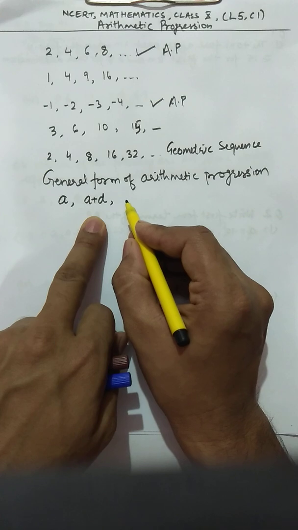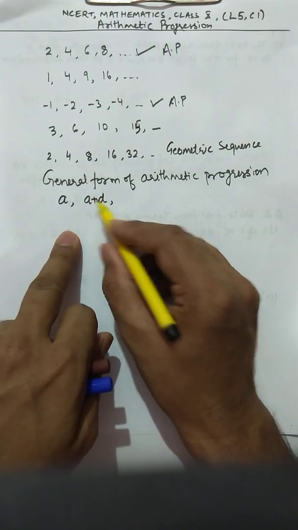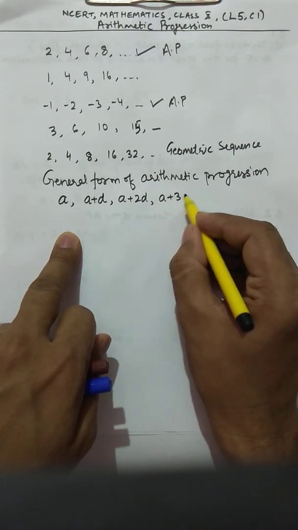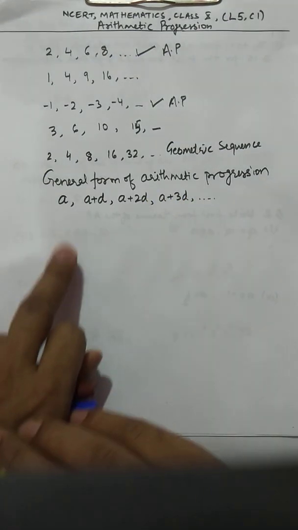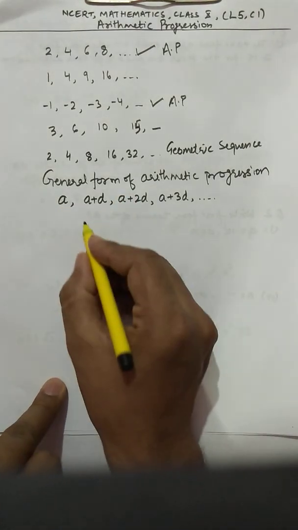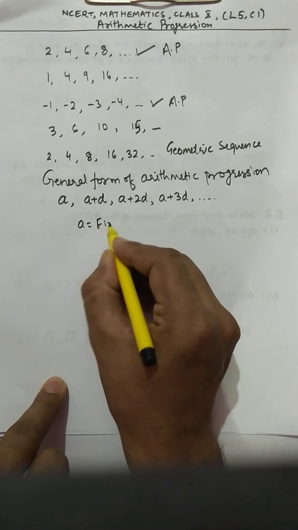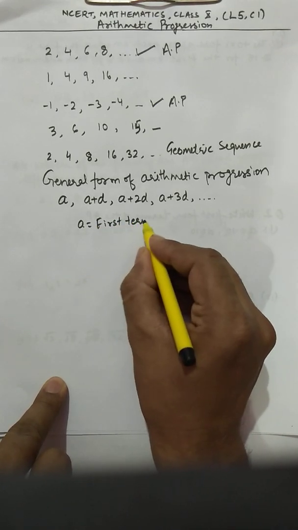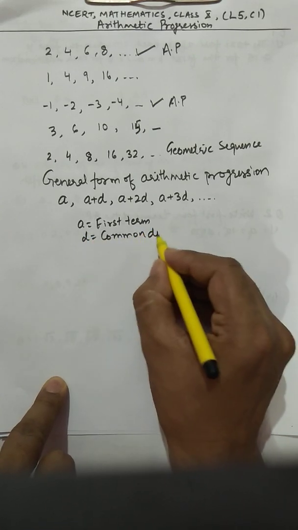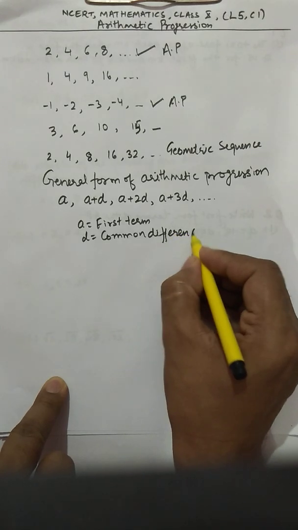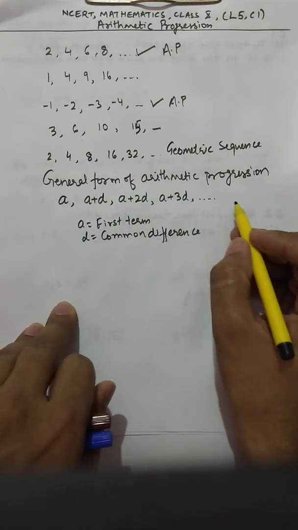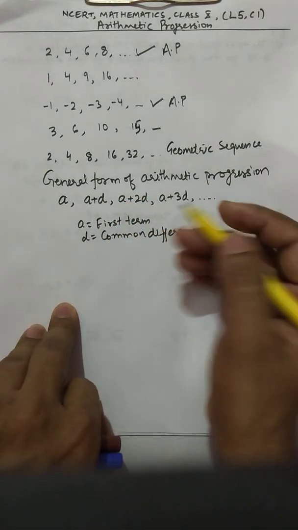So next, if you add a plus d, you add d again, so it becomes a plus 2d, a plus 3d, and it goes on this way. So this is the general form in which a is called the first term, and d is called the common difference. So now next thing is, can you think of what will be the next term, and after that what will be the next term?